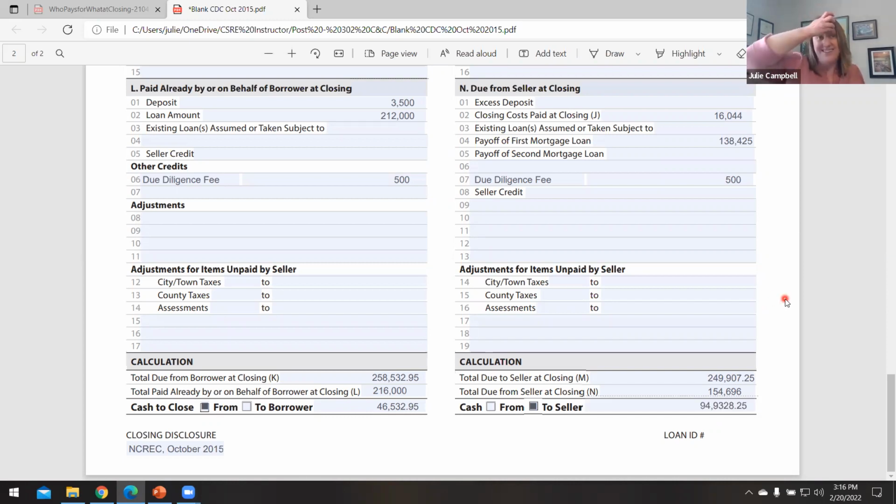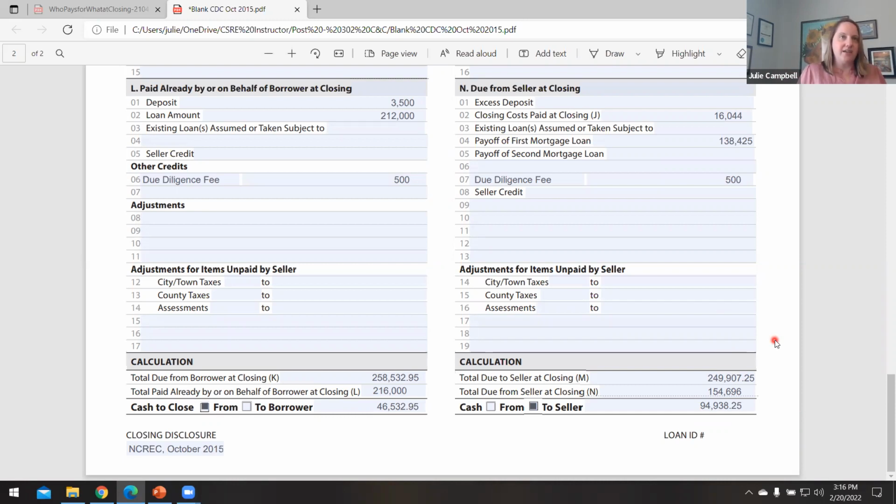$94,938.25. Isn't that nice? I don't know about y'all, but I've never seen a check made out to Julie Campbell for 94,000. I didn't do that right. Whatever, 94,938. I got an extra number in there. There we go. Yeah, Julie Campbell's never seen a check in the amount of that. Yeah, let me sell a house first, right?